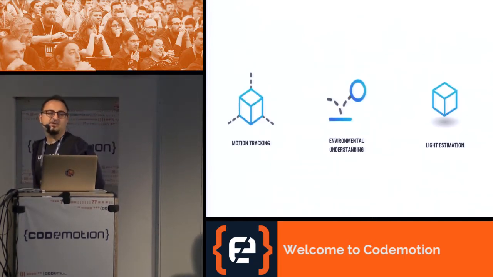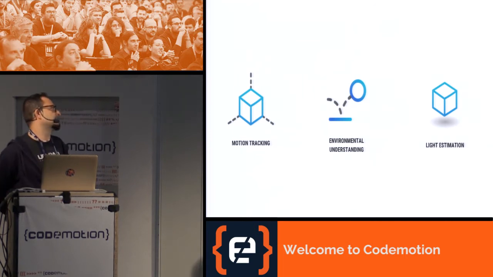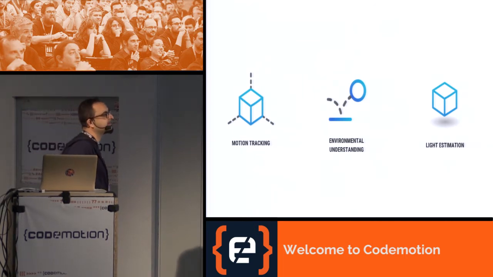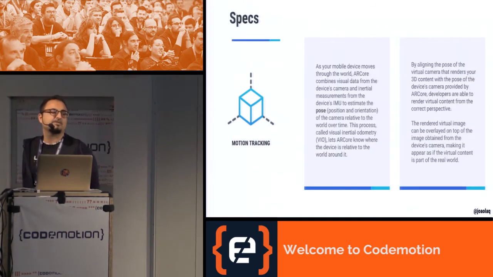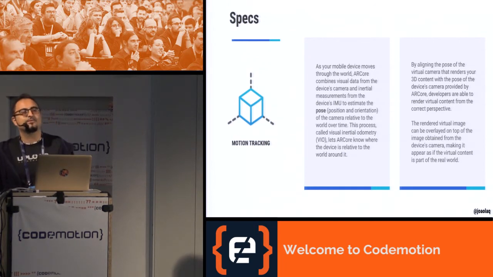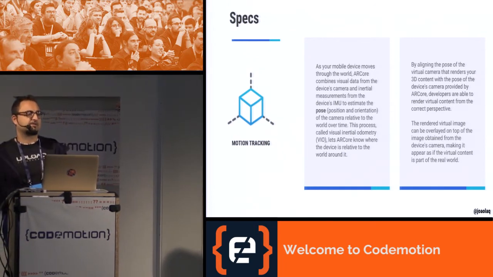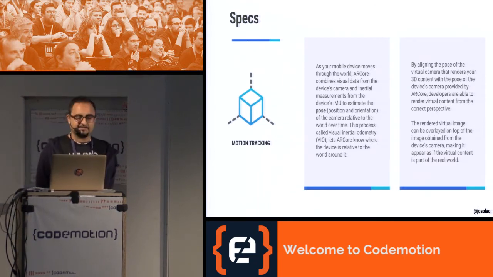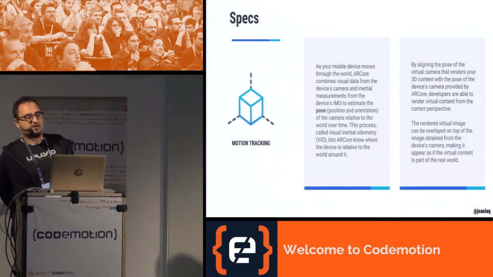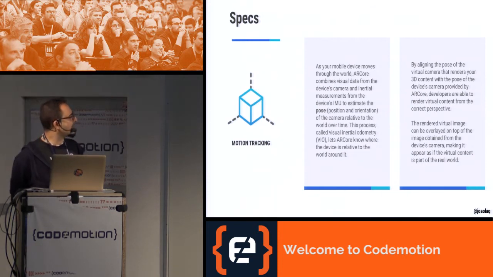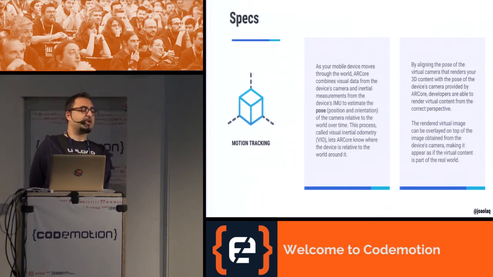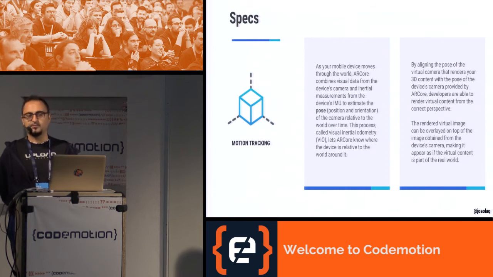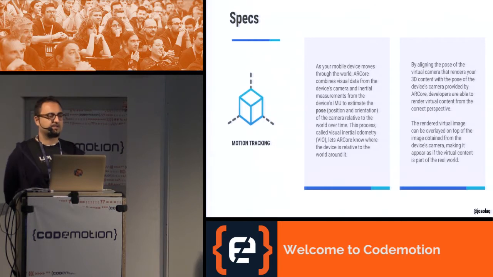So the 3 main features of ARCore are motion tracking, environmental understanding, and light estimation. The first one, motion tracking, like I said, allows ARCore to understand where the smartphone is in space. So you have the coordinates of your smartphone in the scene, and the camera can decide where to put the simulated object, and also keep it consistent with the movement.